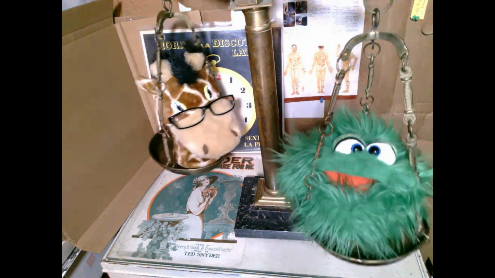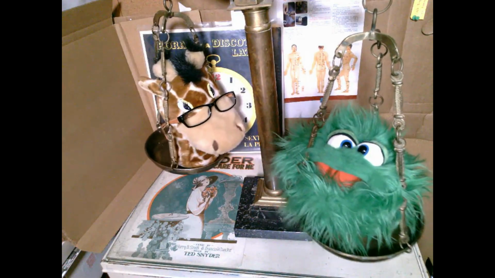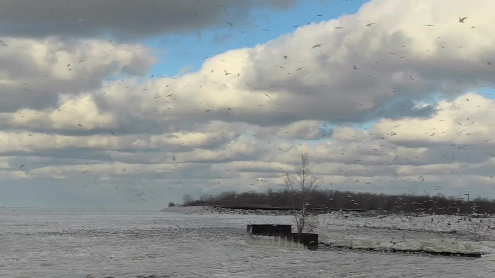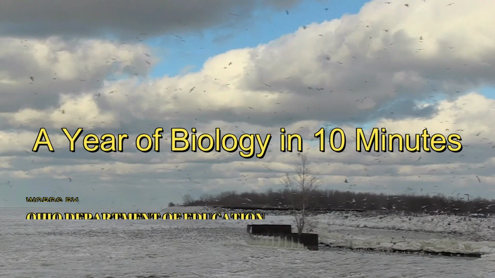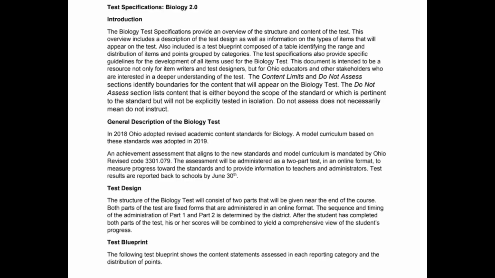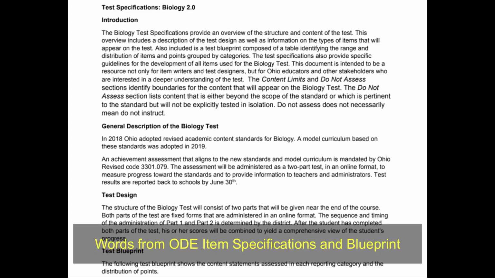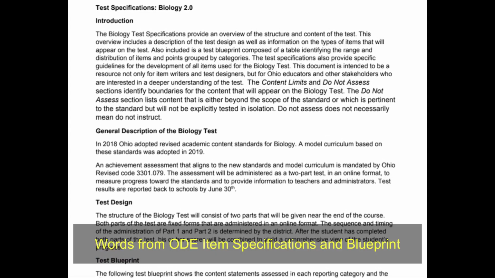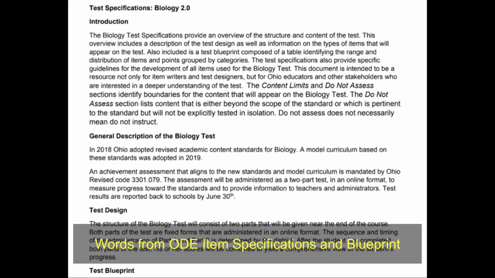Here's what a year of biology looks like in Ohio. It's a year of biology in 10 minutes. The words that follow come from the Ohio Department of Education Item Specifications and Blueprint.